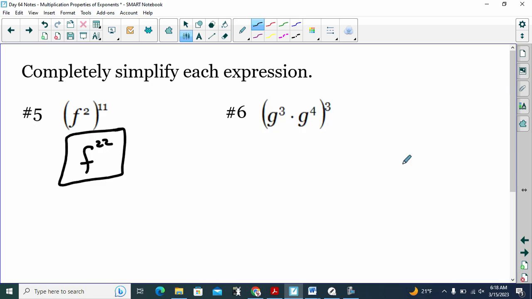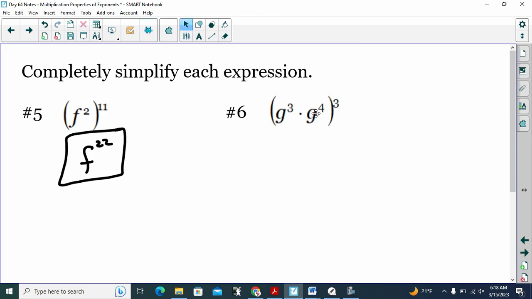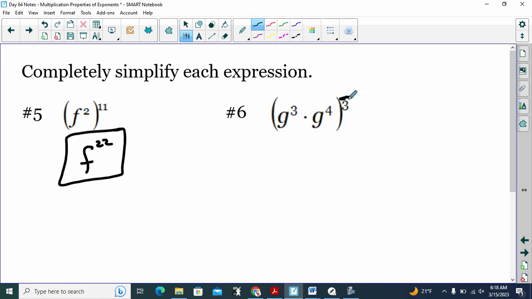Number 6 has a parenthesis. Inside the parenthesis, we've got g cubed times g to the 4th, and then we're raising that all to the 3rd power. G cubed times g to the 4th, all to the 3rd. Let's start inside the parentheses. Don't worry about this part yet.